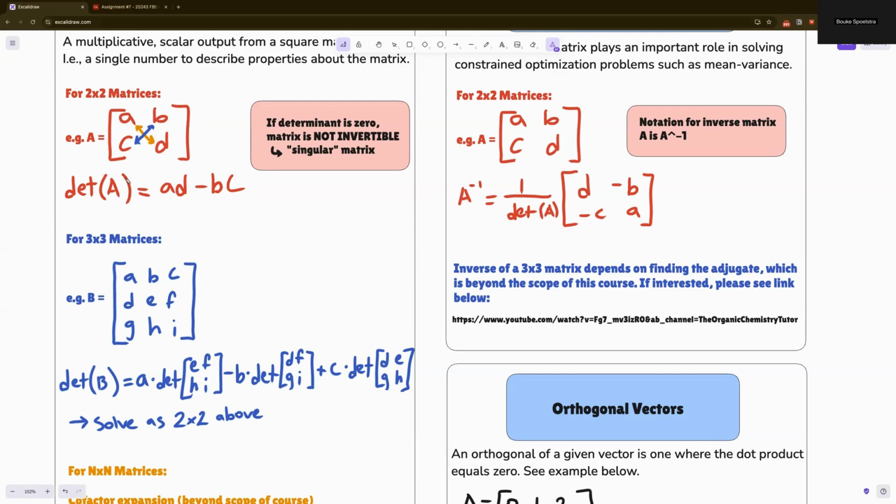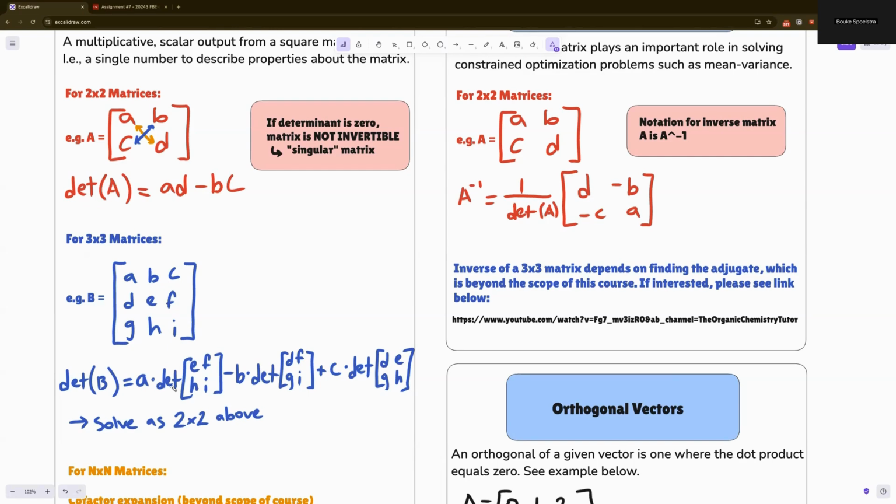So yeah, basically the determinant of matrix A, which is 2 by 2, if these are the values A, B, C, and D, you basically multiply the first value by the last one, or the bottom right. So top left multiplied by bottom right minus top right multiplied by bottom left. That would get you the determinant of matrix A.